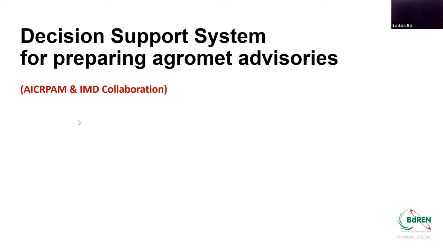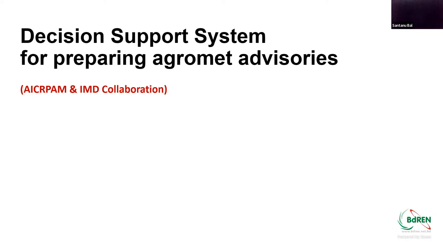But the only question is that whatever module or decision support system we develop, it should be simple and the input should be minimal, because we have very few places where we have all the information about climate and all these weather variables. But if you look at practical applicability, if you can use a minimum data set to run a decision support system, it will definitely be easy to use by the subject matter specialists who are involved in preparing the agromet advisories.